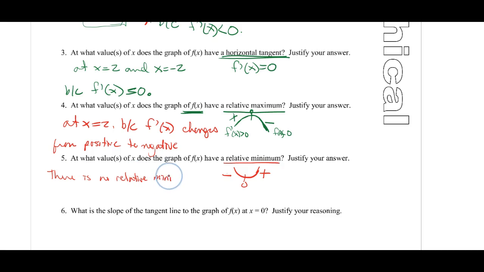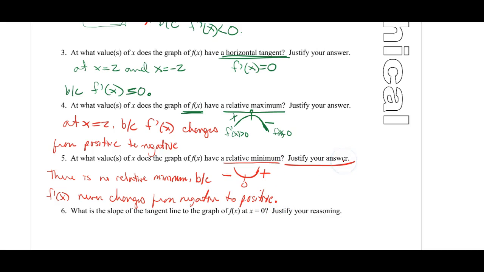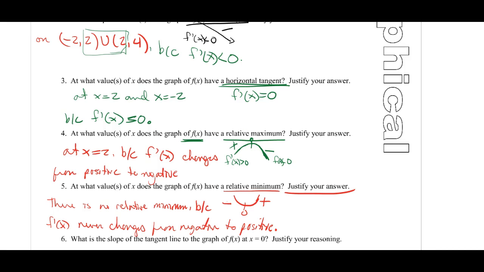There's no relative minimum because the derivative never changes from negative to positive. Sometimes the answer is there isn't one. I still need to justify, how do I know that there isn't one? Well, I know there isn't one because a relative minimum has a derivative that changes from negative to positive, and no place did my derivative function, the graph of my derivative, show that it changed from negative to positive.